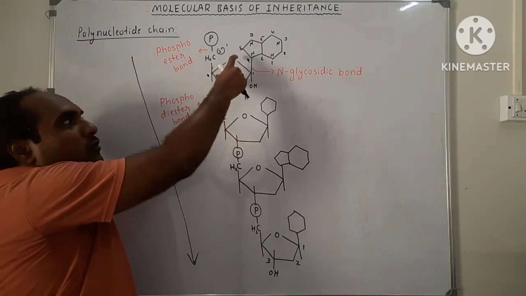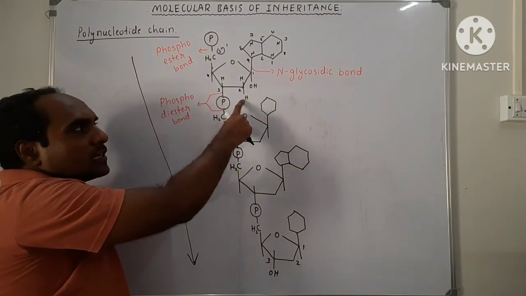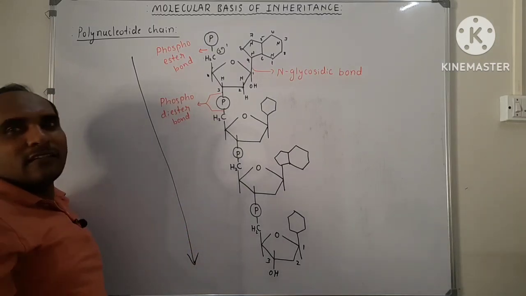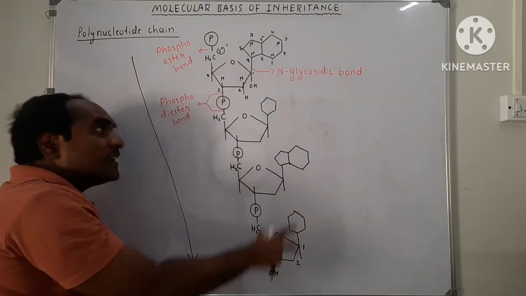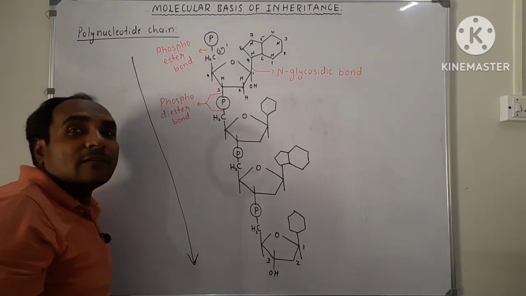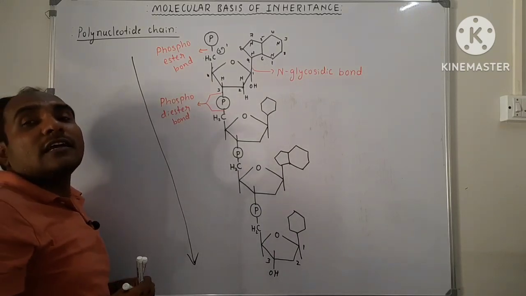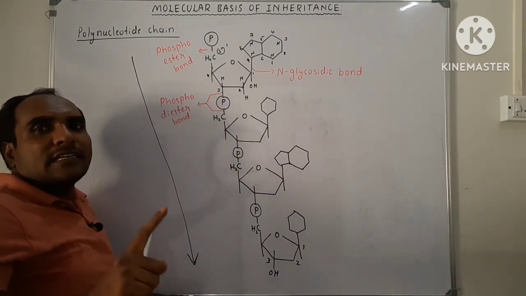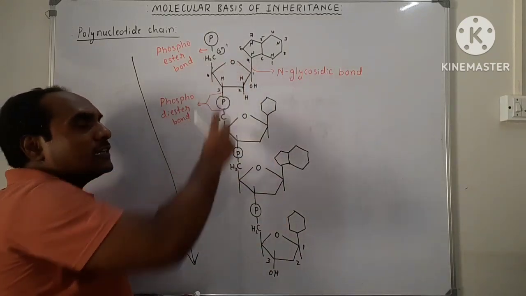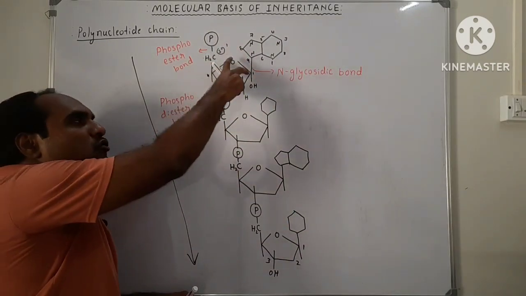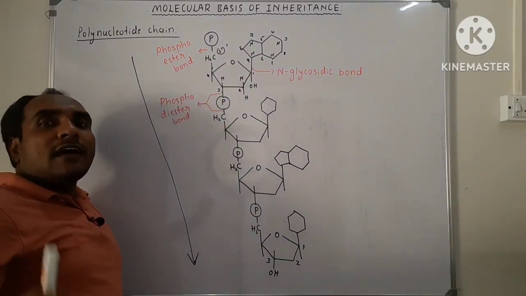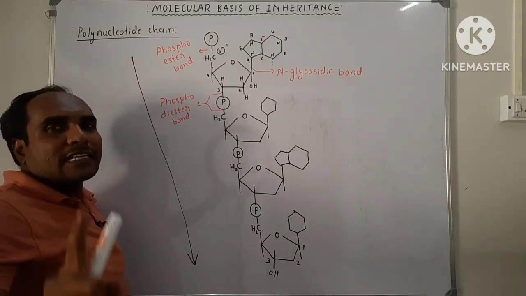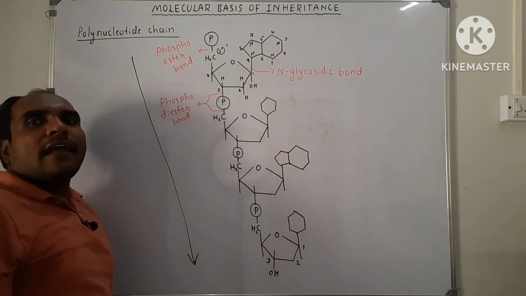See here. If the pentose sugar in this polynucleotide chain is a deoxyribose, then this polynucleotide chain is called what? Deoxyribonucleic acid, DNA. If the pentose sugar found in the polynucleotide chain is ribose, then such type of nucleic acid is called what? RNA, ribonucleic acid. In this way, nucleic acids are classified into two types, DNA and RNA. In DNA, the pentose sugar is deoxyribose. In RNA, the pentose sugar is ribose. In this way, based on what type of sugar is found, whether it is ribose or deoxyribose, nucleic acids are classified into two types. They are DNA and RNA.